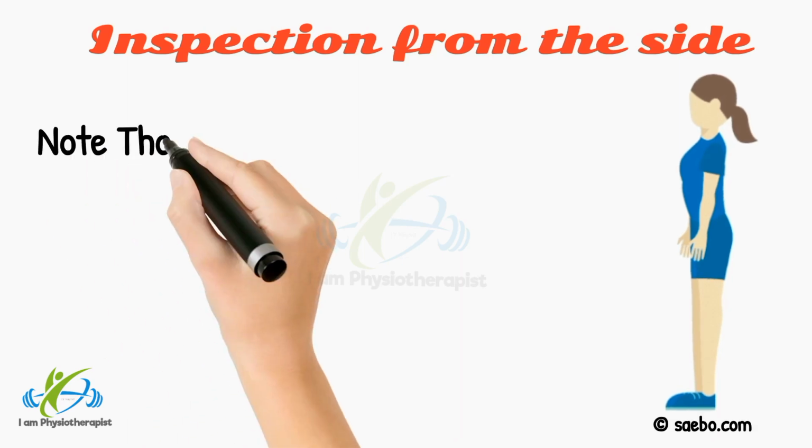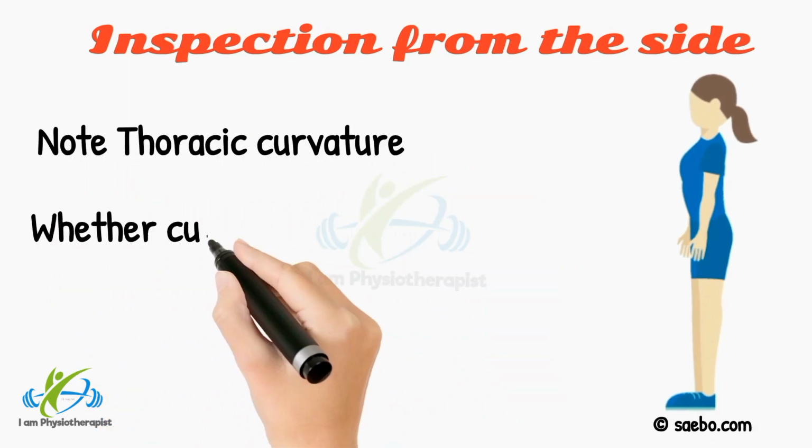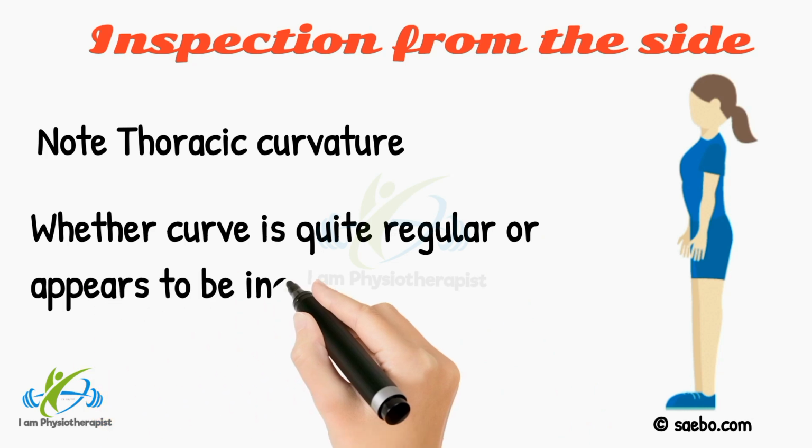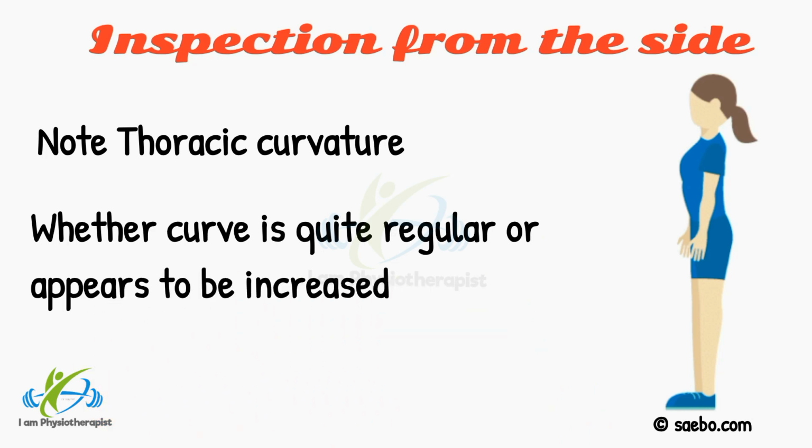Look at the spine from the side. Try to make an assessment of the thoracic curvature, noting whether the curve is quite regular or if it appears to be increased.